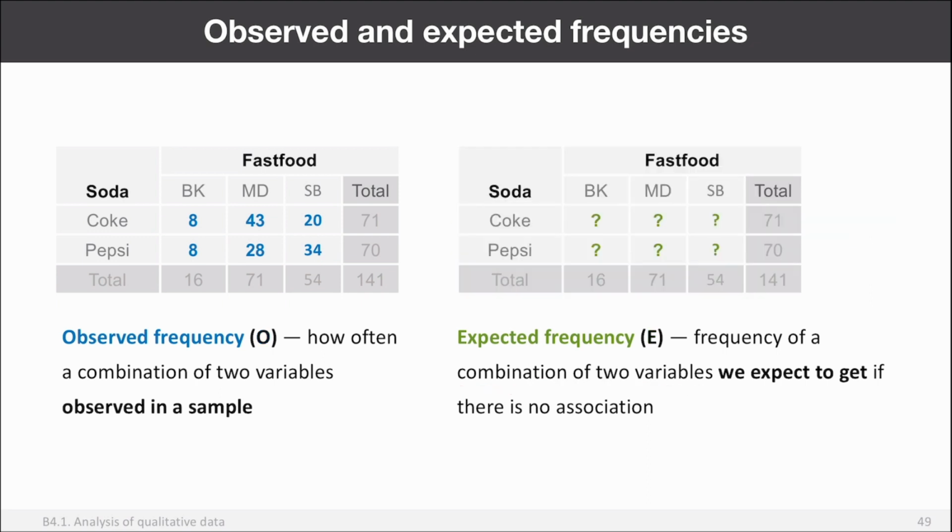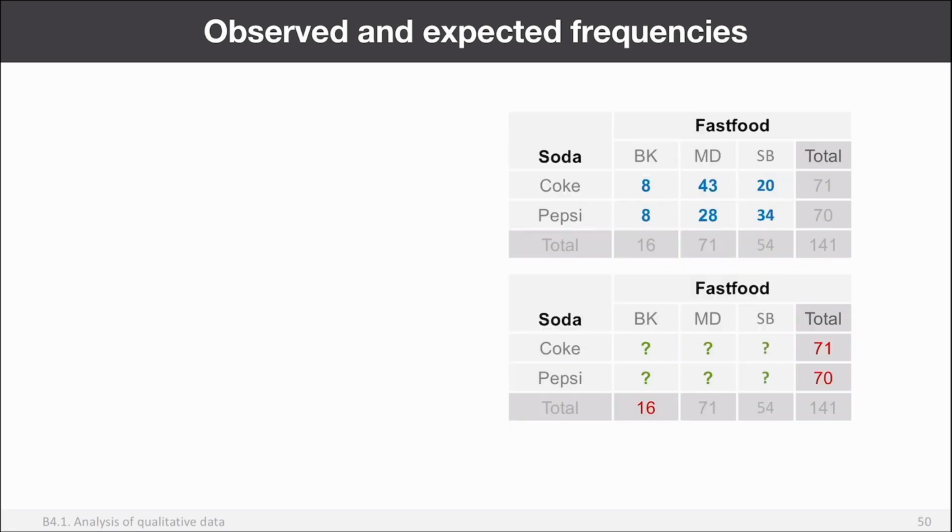So let's compute them. So this is my table of expected frequencies, so far unknown. Let's compute them one by one manually. Well, the idea is the following. Look, if we take this combination, for example, BK and Coke or BK and Pepsi. BK is Burger King, right? So you can see that we have 71 people who prefer Coke and 70 people who prefer Pepsi. And we also have 16 people that actually selected Burger King as the preferable restaurant, right?